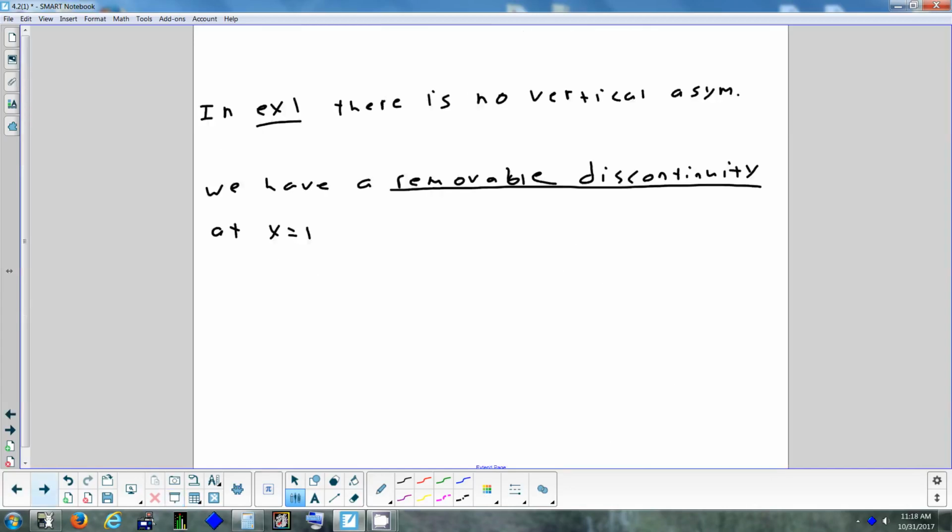All right, so that hole, that's what we call a removable discontinuity. It's such a small gap that if it's that small, we call it a removable discontinuity. So basically it's like if we could just fill that hole in, if we could just fix that one little spot, then it would be continuous. If all you have to do is fix one little spot, that's a removable discontinuity.